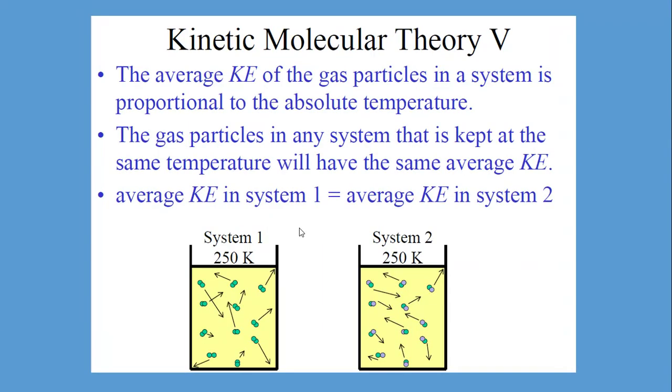And part 5: the average kinetic energy of the gas particles in a system is proportional to the absolute temperature, because temperature literally is a measure of kinetic energy. That's what we're saying here. The gas particles in any system that is kept at the same temperature will have the same average kinetic energy. So when we say average kinetic energy, again, that's the temperature.